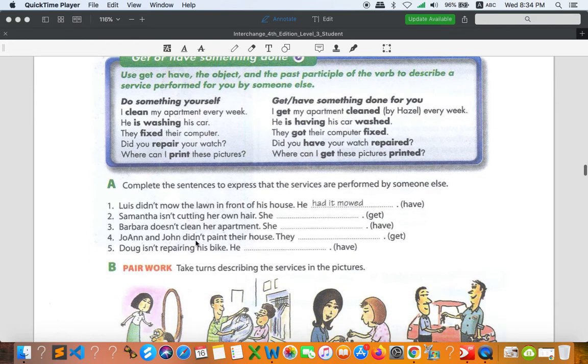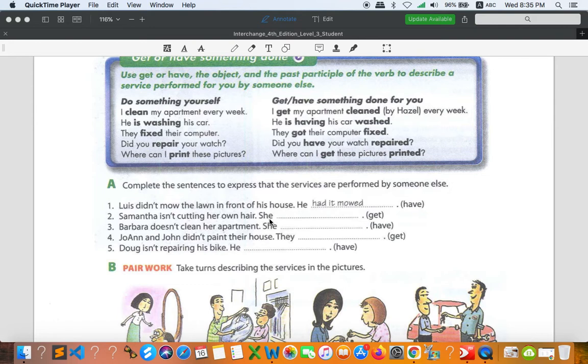Right now Samantha is cutting her own hair. Look at the tense right here, everyone, it is present continuous, so the answer will be present continuous. Because get is given right here, you can say she is getting it cut. So what is it? It is her own hair. So you can say she is getting it cut.